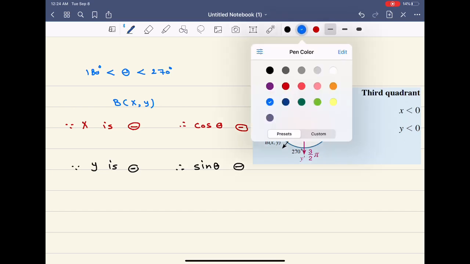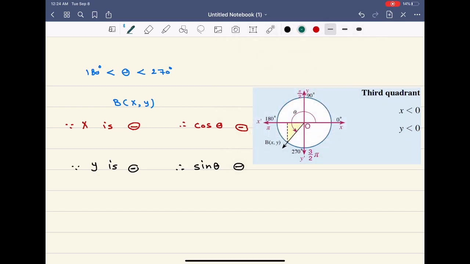Since tan theta equals sine theta over cosine theta, which equals negative divided by negative, which equals positive, then all trigonometric functions in the third quadrant are negative except tan and cotangent. Tan and cotangent are positive in the third quadrant.